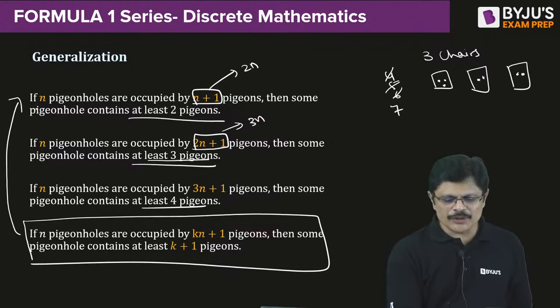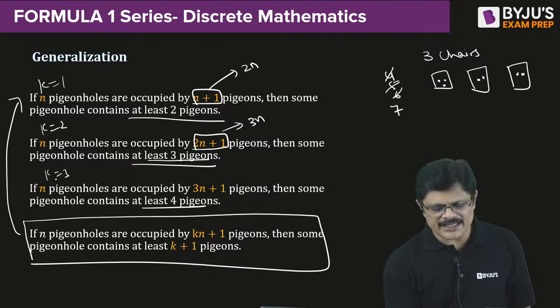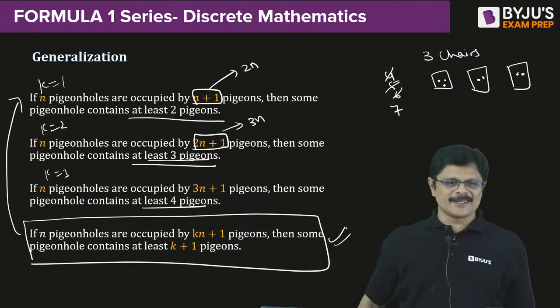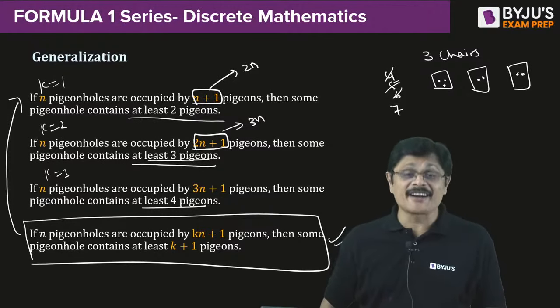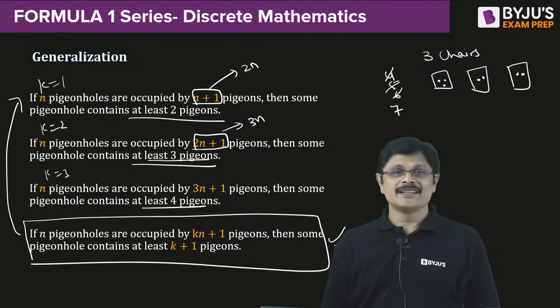K is equal to 2. This is for k is equal to 1. This is for k is equal to 2. This is for k is equal to 3. Correct or not? So if you know this, you know all the results. That is a more general result, sir. Generalization we are done. Got it?